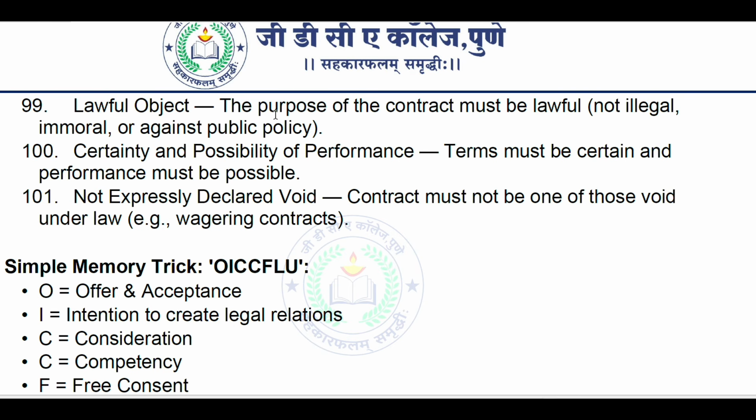Lawful object: the purpose of the contract must be lawful, not illegal, immoral, or against public policy. Certainty and possibility of performance: terms must be certain and the performance must be possible, not expressly declared void. The contract must not be one of those void under a law, for example, wagering contracts.